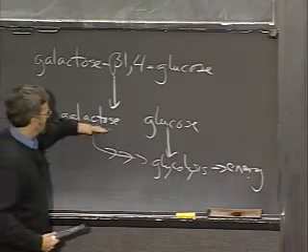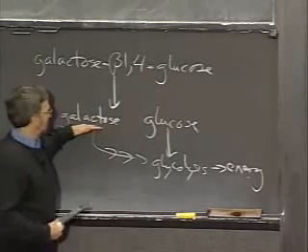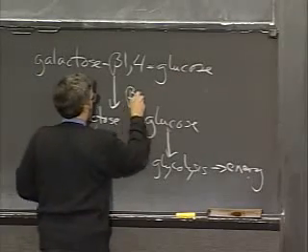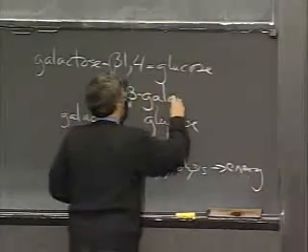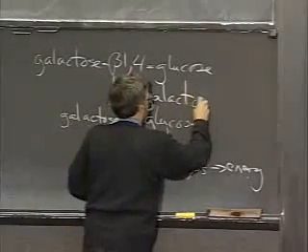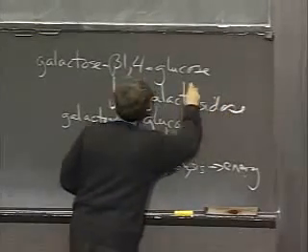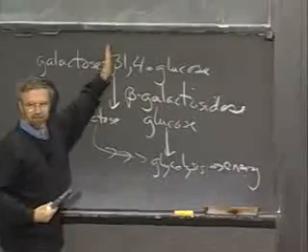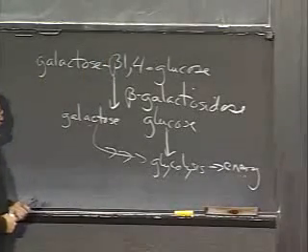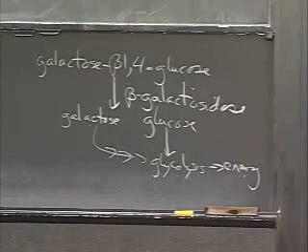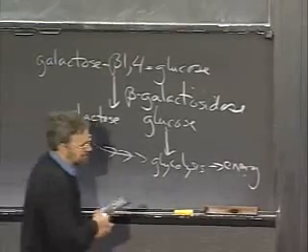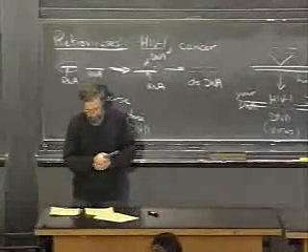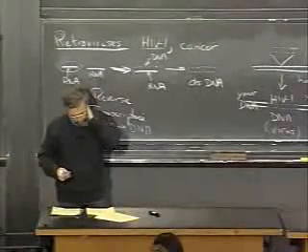But in order to get at the energy that's in those carbohydrates, this linkage has to be broken. And it's broken by an enzyme called beta-galactosidase. That's a protein that's able to catalyze the cleavage of those two sugars. That's what Jacques Monod and Francois Jacob were studying.